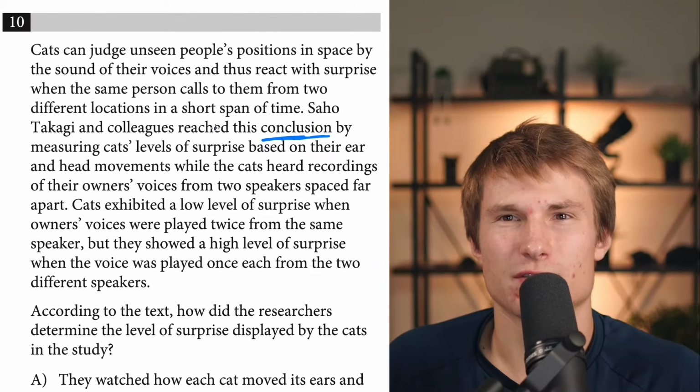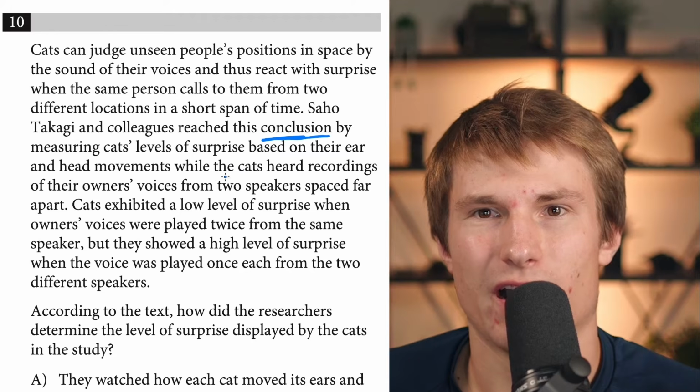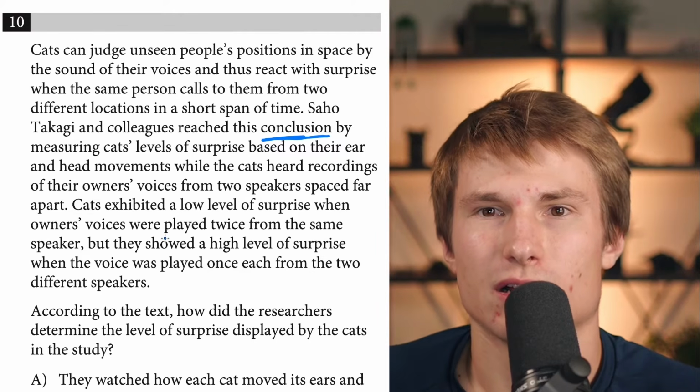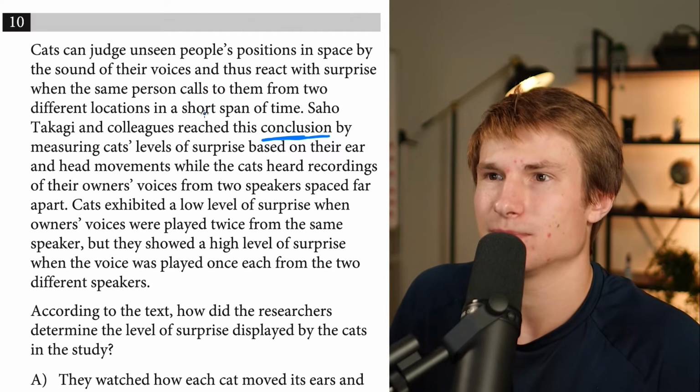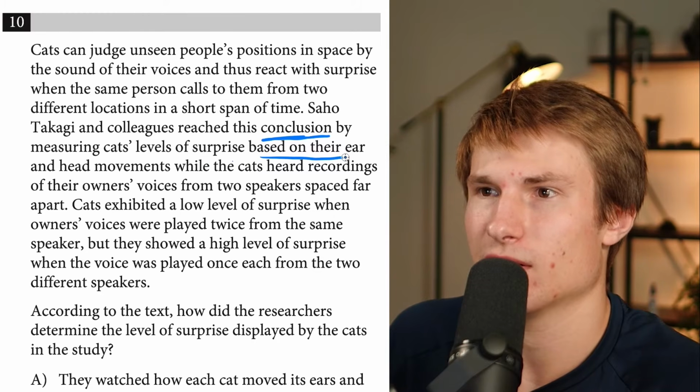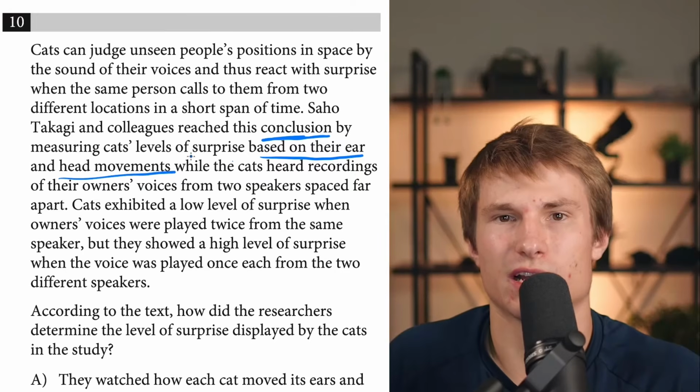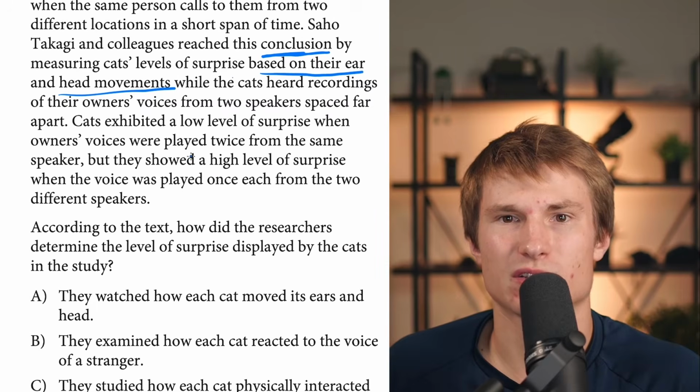Okay, ultimately, I believe that it said that it was based on their head and ear movements. Let me see if I can find the exact piece of text that states that. Okay, we've got based on their ear and head movements right here while the cats are recording. So based on their ear and head movements, very explicit evidence there.